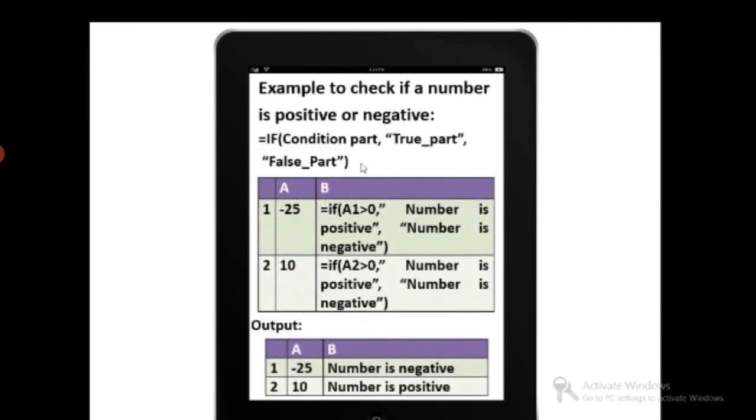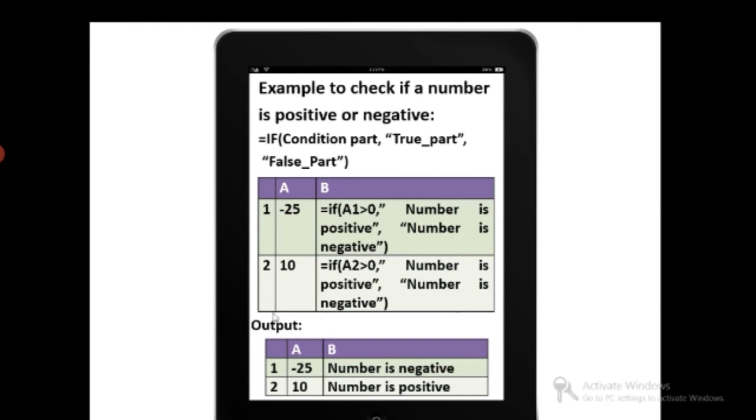In this example, in A1 column, minus 25 is entered and the condition is if A1 greater than 0, which is not, so false part will get displayed. In false part, we have written number is negative. Check the output, student. In B column, number is negative is displayed.